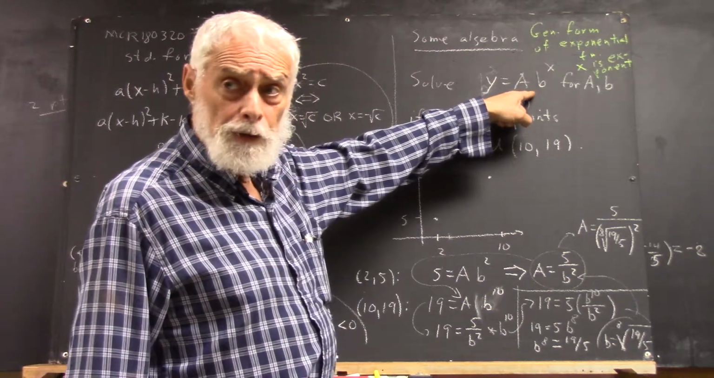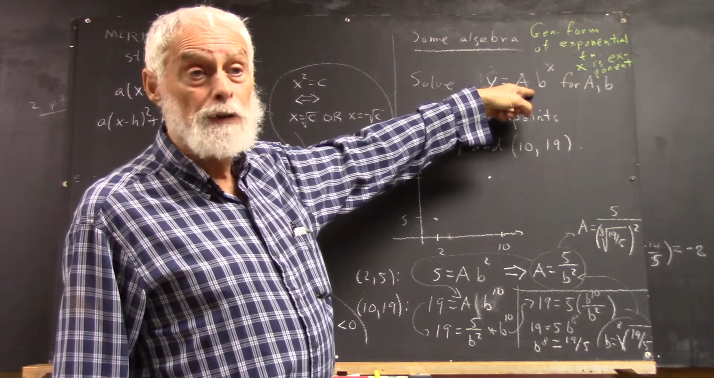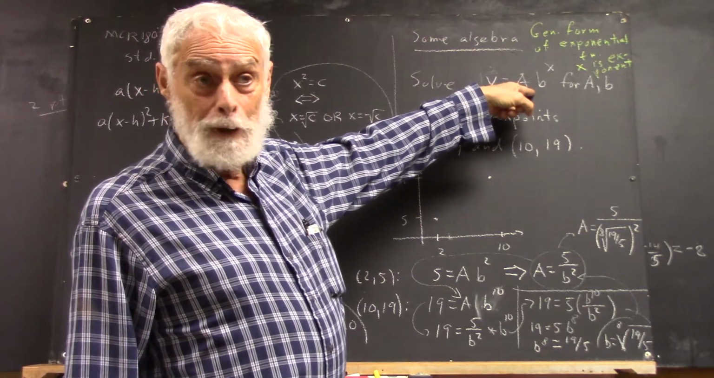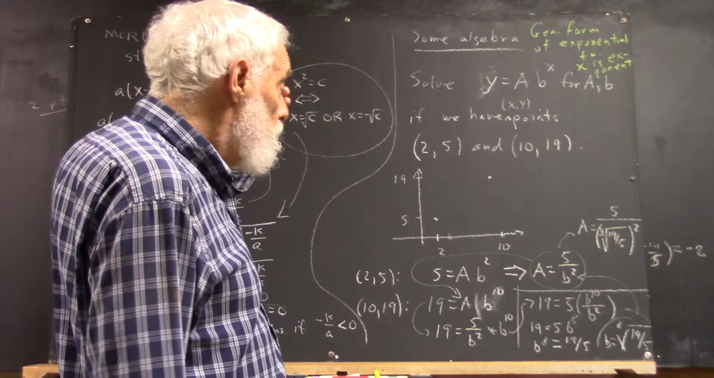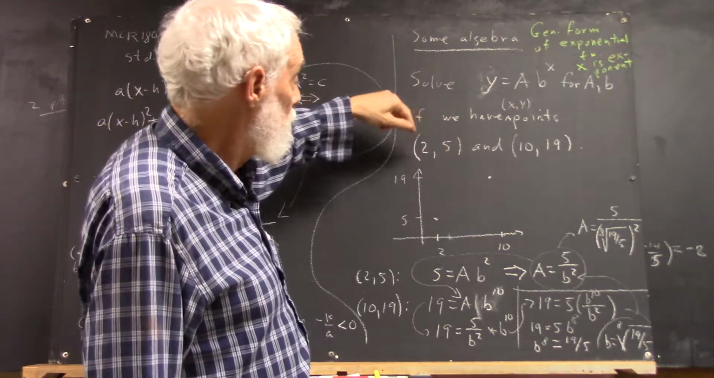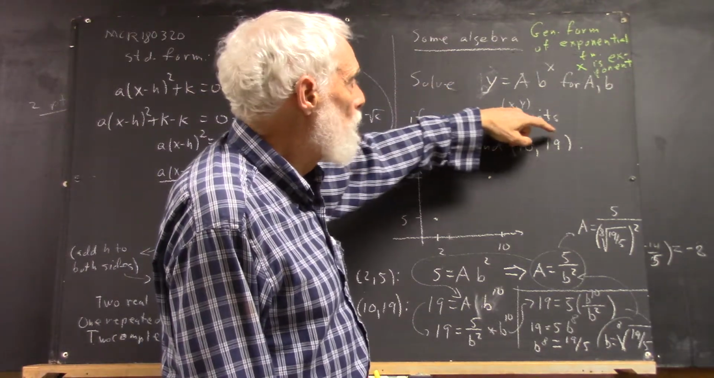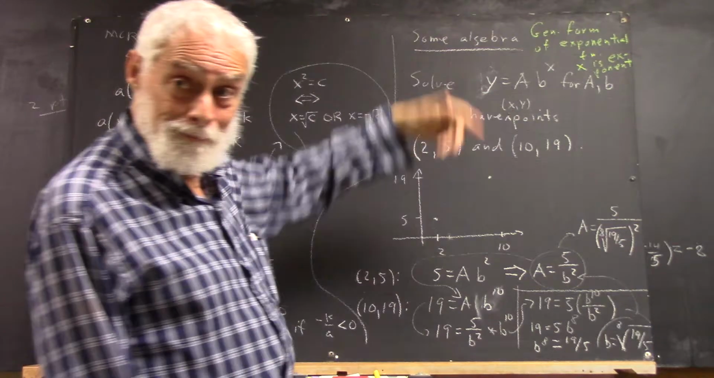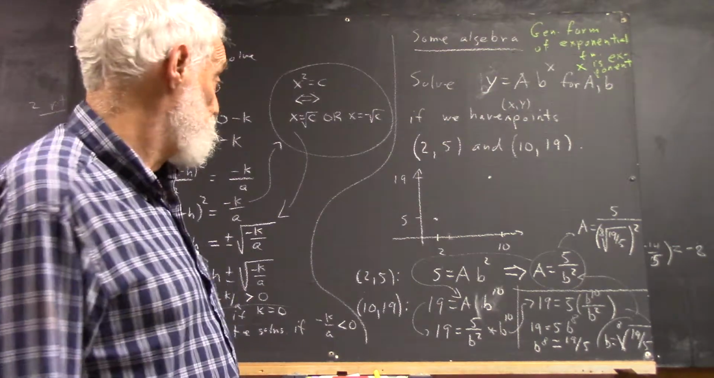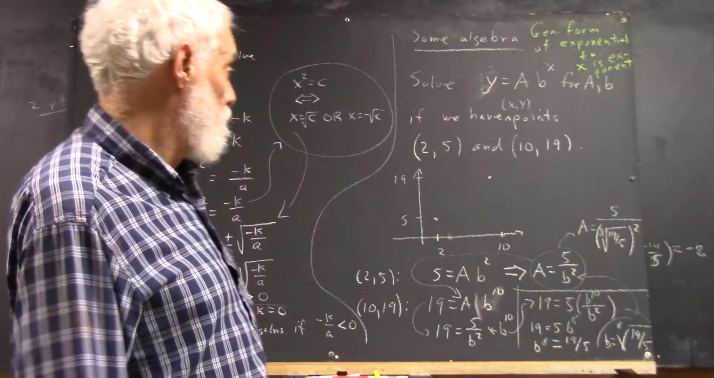Now we have an exponential function. And it turns out this one's actually easier than the quadratic. So if these 2 points are on the graph, meaning these are 2 x, y points, x is 2 when y is 5, y is 19 when x is 10, then we could depict that on a graph. We don't have to, but we could depict it.